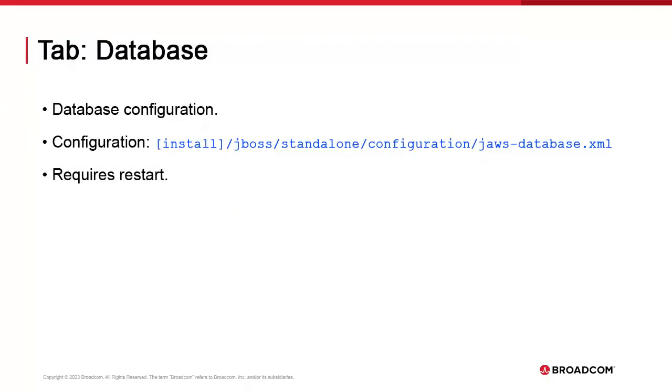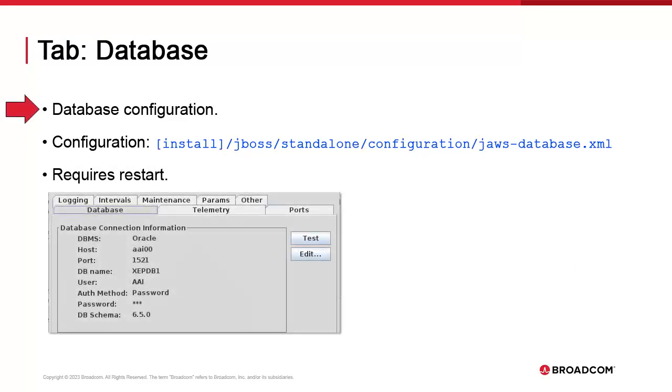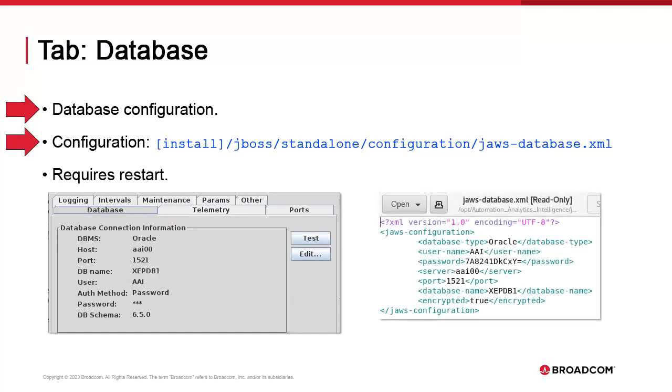The first tab is Database. It shows the database connection settings, which are reflected in the jboss/standalone/configuration/jaws database.xml file. Any change made here is usually the result of some major alteration to the AAI instance, like a migration, and so it requires a restart.